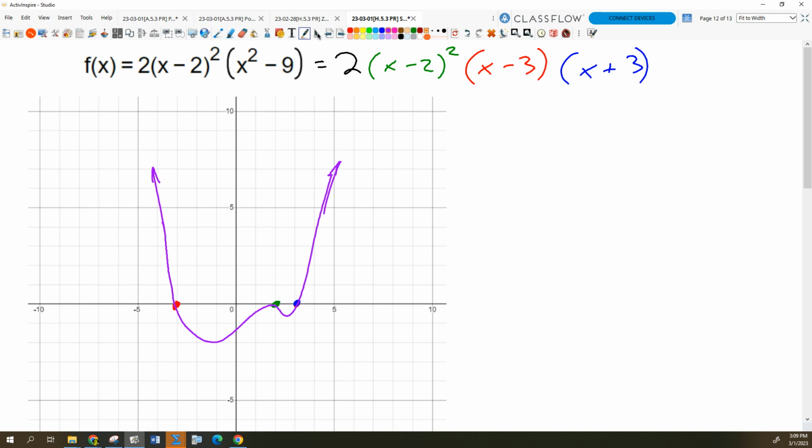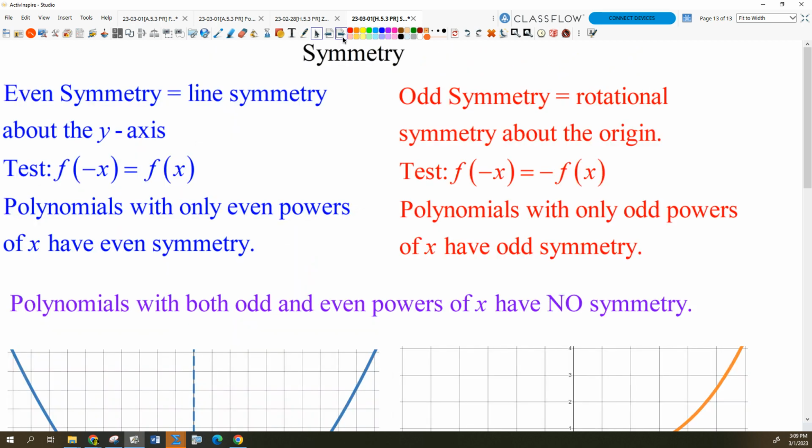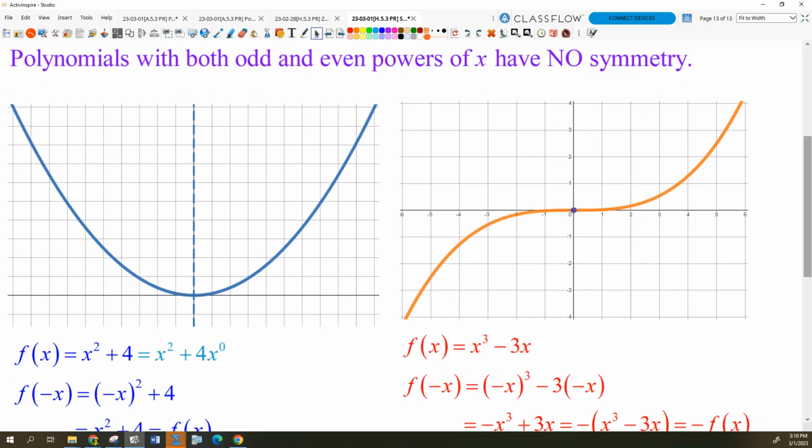Last issue. Symmetry. Just want to introduce you guys to symmetry. Okay, so there's two kinds of symmetry we talk about at this point. Even symmetry, which is line symmetry, and odd symmetry, which is rotational. Now, we talked about this the other day a little bit, didn't we? Right? So here are the pictures that we discussed. Even symmetry means folding symmetry about the y-axis, line symmetry. Odd symmetry means rotational symmetry about the origin, right?